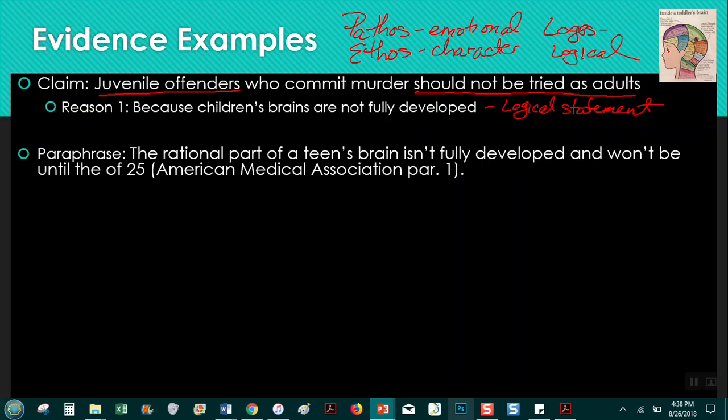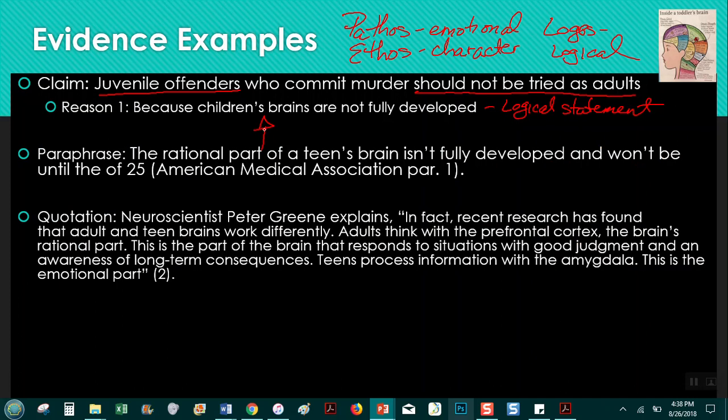Here's some examples. They could have a paraphrase. Children's brains are not fully developed. The rational part of a teen's brain isn't fully developed and won't be until the age of 25. I left out the word age there. Sorry, guys. And then there's citation. The paraphrase is a piece of evidence from the AMA, the American Medical Association, that backs up the idea that I have here in my reason that kids' brains are not fully developed.